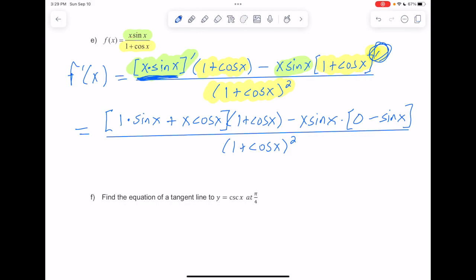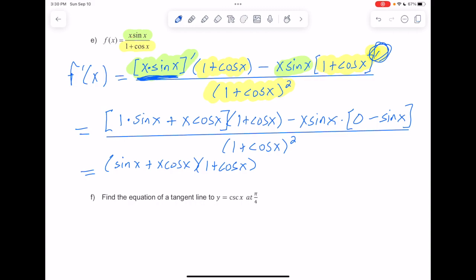And that is our derivative. It is not simplified, even kind of, but that is the derivative. So let's just simplify it a tiny bit, and then we're going to stop on this one. So a little bit of simplification, things like the 1 times sine x is just sine x. And then we have plus x cosine x, that's times 1 plus cosine x.